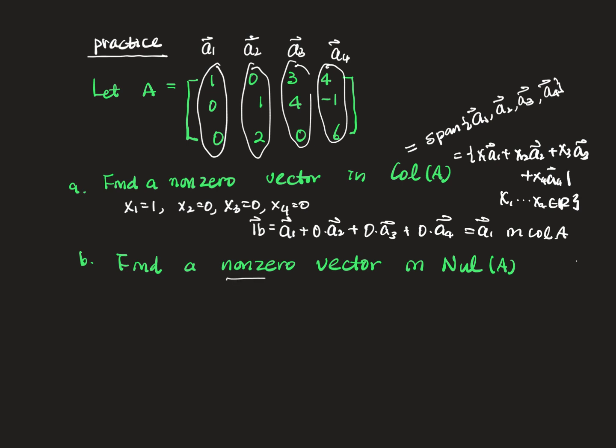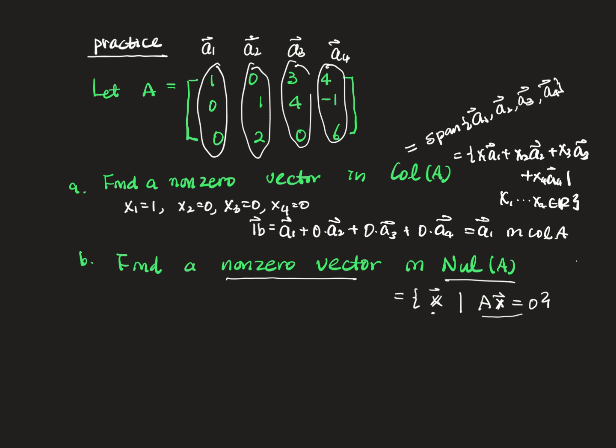Second is a non-zero vector in the null space. What is the definition of null space? You're going to find the x vector such that Ax is 0. That's the solution you find right there, guys. So we have to find the solution of the homogeneous equation. That's what you have to do, right?